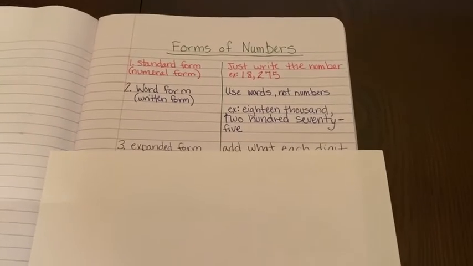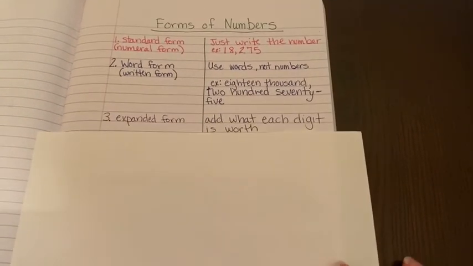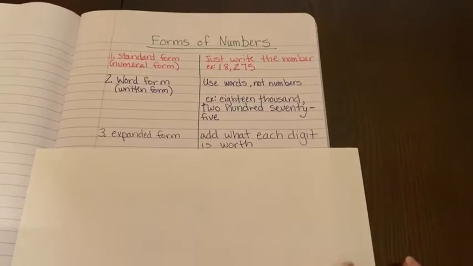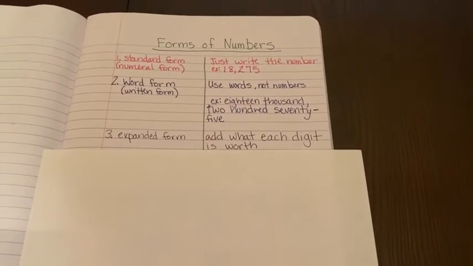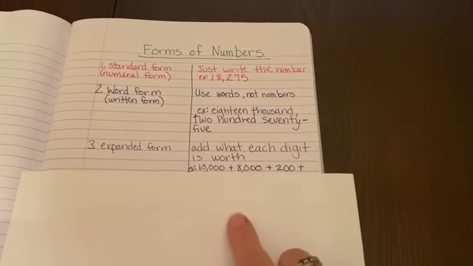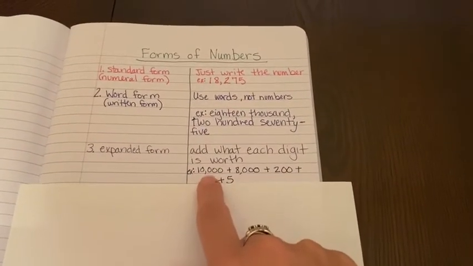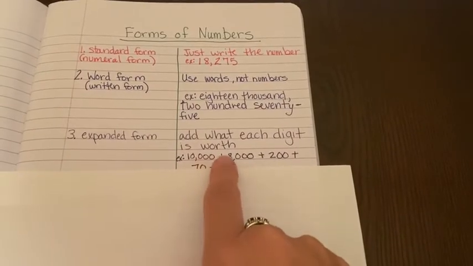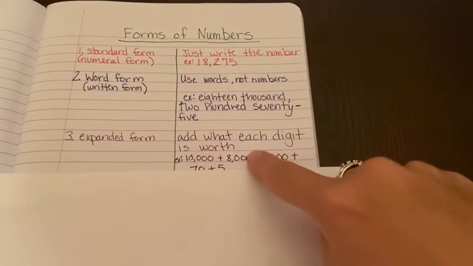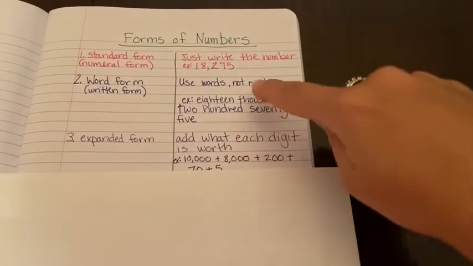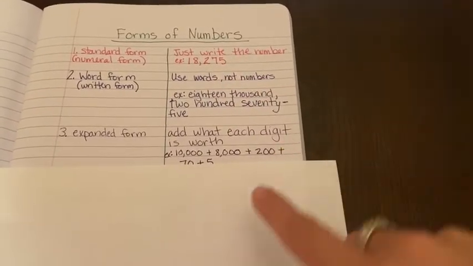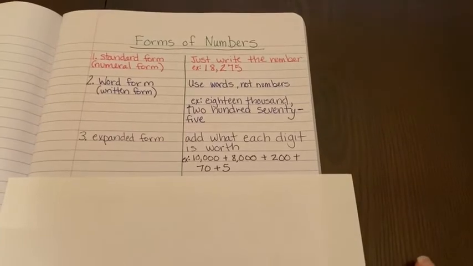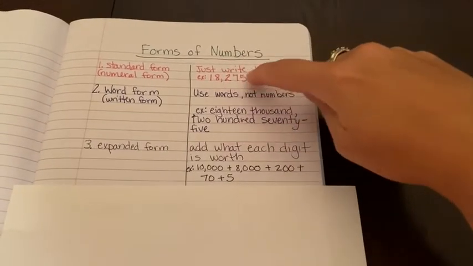Okay, the third form that we're going to look at today is expanded form. And this is where we deal with the value of the numbers, and you write what each digit is worth. So here, this one is really a 10,000. So I write that this one is 10,000 plus 8,000 plus 200 plus 70 plus 5. That's what each one of these digits is worth.